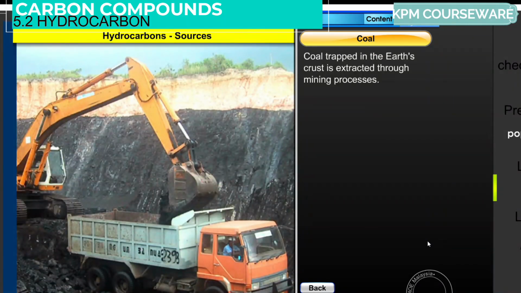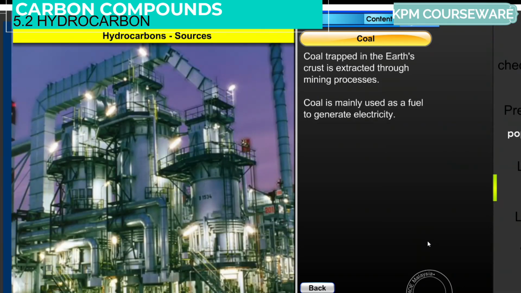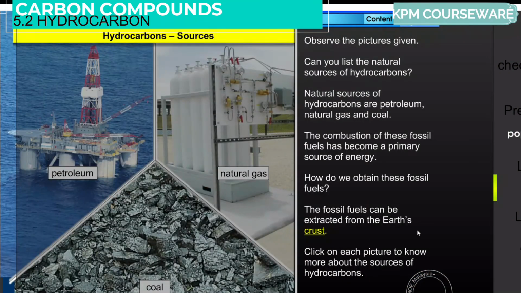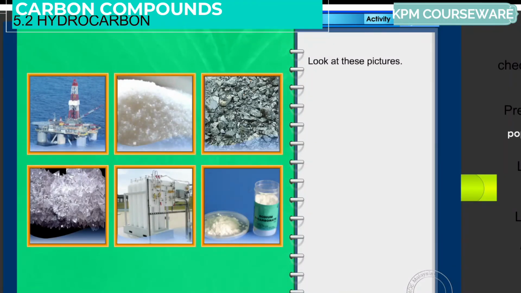Coal trapped in the Earth's crust is extracted through mining processes. Coal is mainly used as a fuel to generate electricity. Look at these pictures.